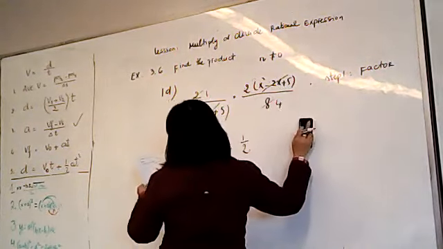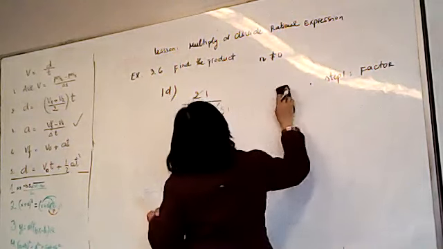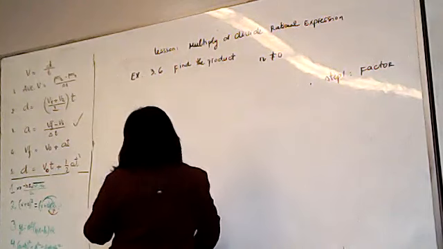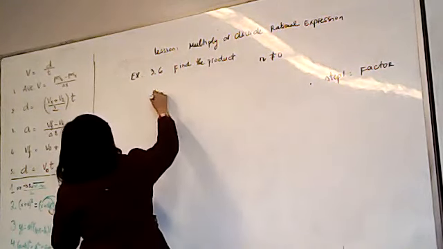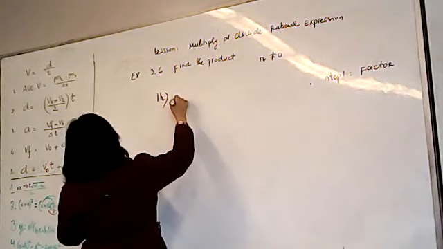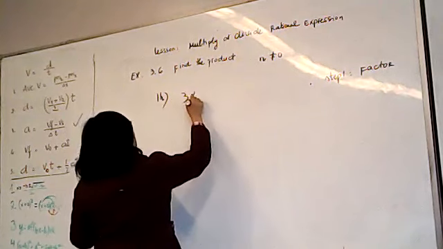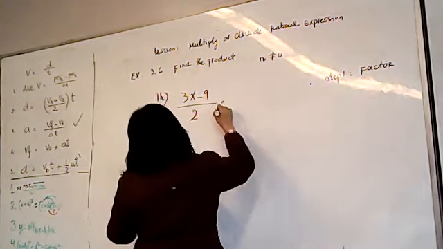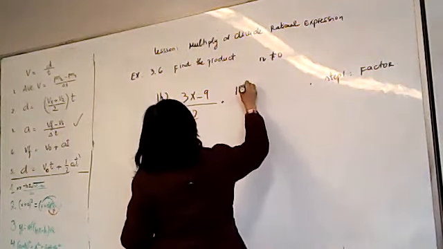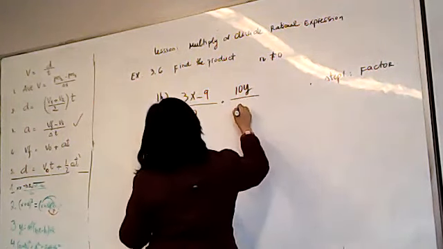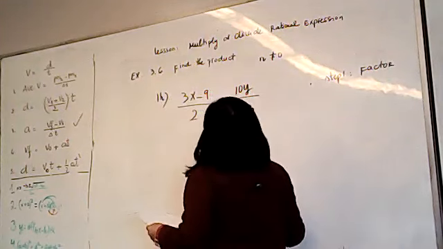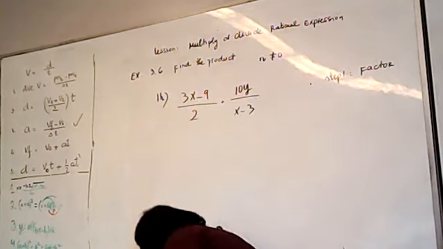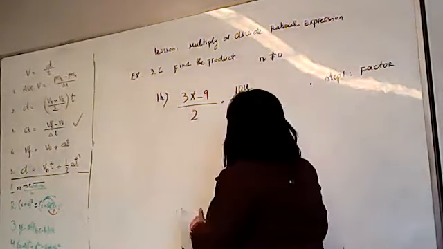Okay, so let's do another one. Which one, student? H. Okay, let's do H. 1H, you just back up. We have 3x minus 9 over 2 times 10y over x minus 3. Okay, again, what we always do is factor.